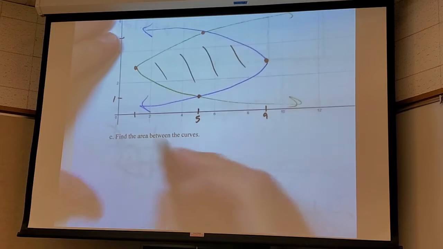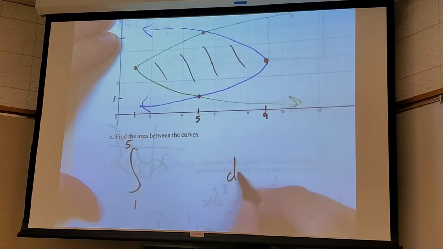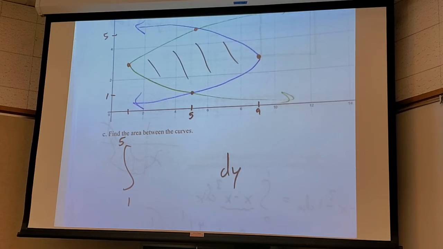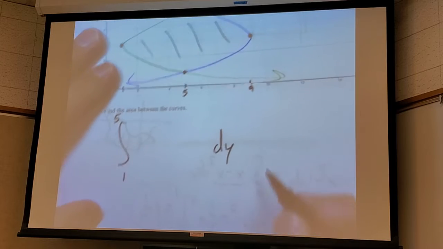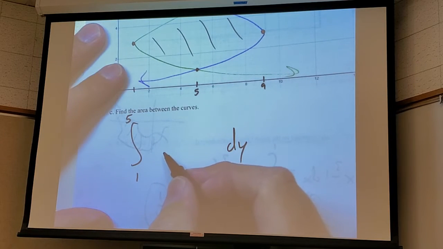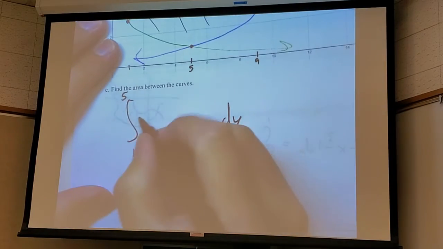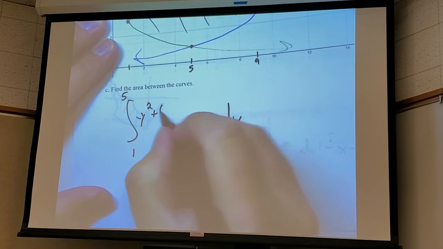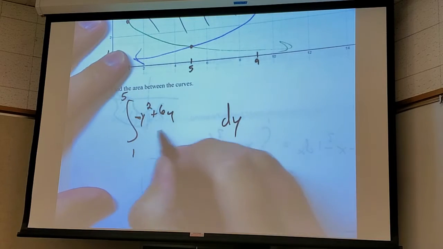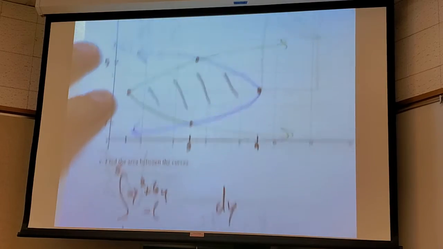So if I want to set this up, it'll be the integral from 1 to 5. How do I know it's that? Because I know it's going to be dy, because I know all my stuff is in terms of y. And I did not give myself enough room. What do I put first? What did we just figure out? Negative y squared. The negative piece minus the positive piece, or the up ramp.